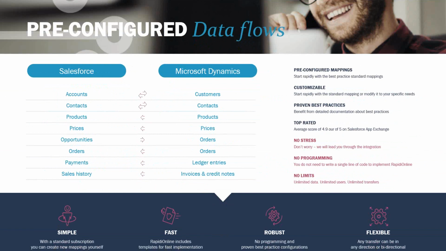So at the moment, we don't have any limits on data, the number of users, or the number of transfers. Because we provide our pre-configured mappings, the implementation time can be very fast. We can stand up customers really quickly in just a couple of days. We establish the connectivity to the data endpoints and pick out some test data and start the transfers. Because it's no programming and it's this proven best practice configuration, it's very robust and it's very flexible. Even though our pre-configured data flows, which I'm showing right now, come out of the box, you can modify those to be in any direction. Any transfer can be bidirectional. It's very flexible in how you set this data integration up.